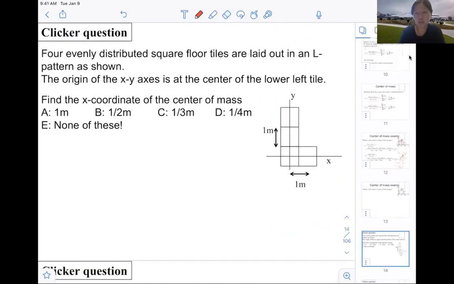Now let's try to do one by ourselves. We have 4 different floor tiles that are uniformly distributed. You have 1, 2, 3, and 4, laid out in this L shape. Can you find the X coordinates of the center of mass of this entire L shape? What would you do?